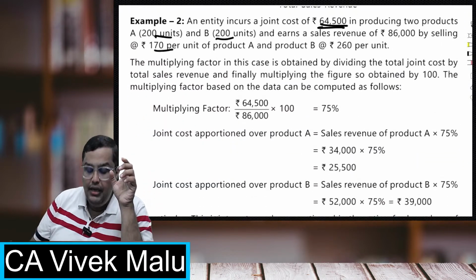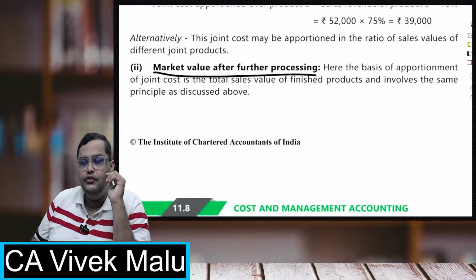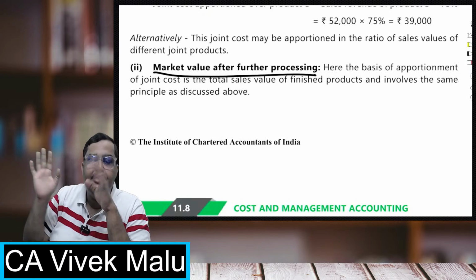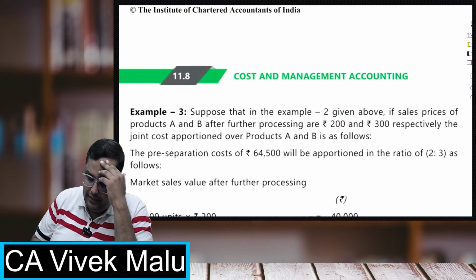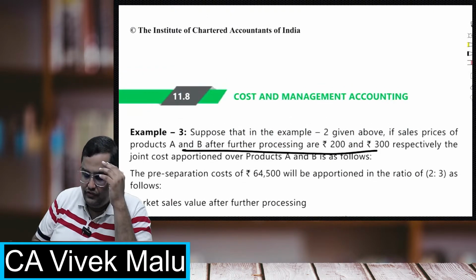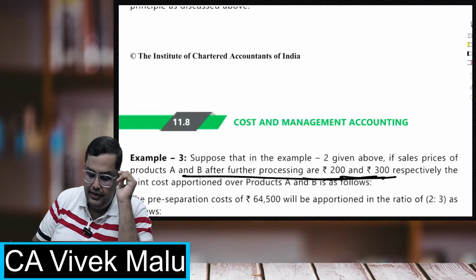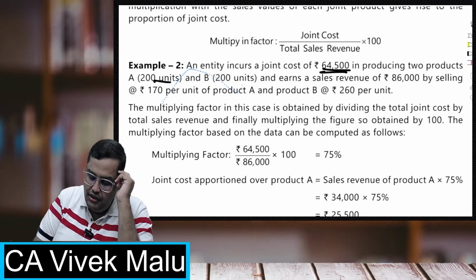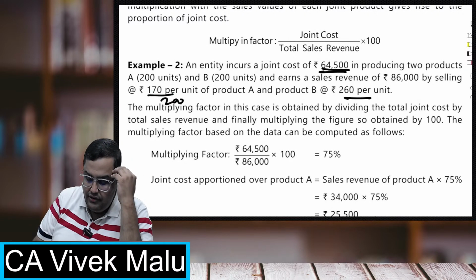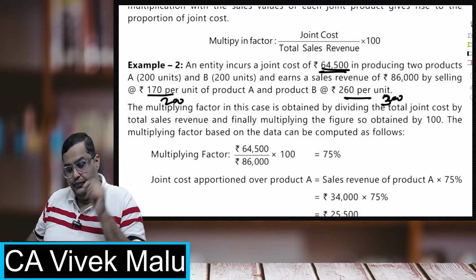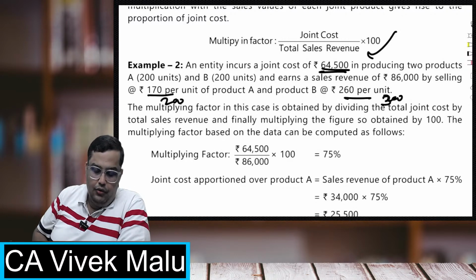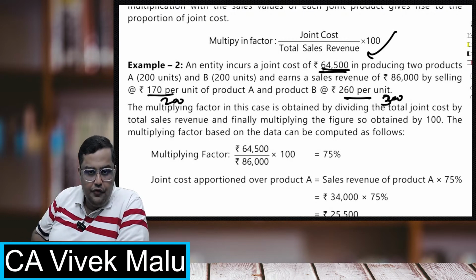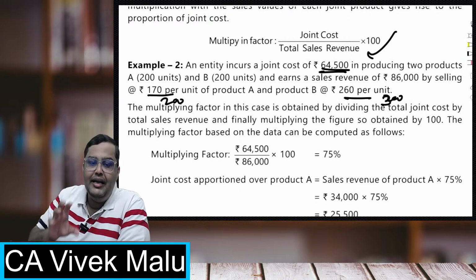Similarly, the next method can be market value after further processing. What you have to do is, after further processing, whatever the market value is, divide it in that ratio. Very simple. For example, if A and B can be further processed and after further processing the market values are 200 and 300, whereas without processing the rates are 170 and 260. If we process it further, the rates are 200 and 300. Now can you tell me what will be the distribution of the cost of 64,500 after further processing?